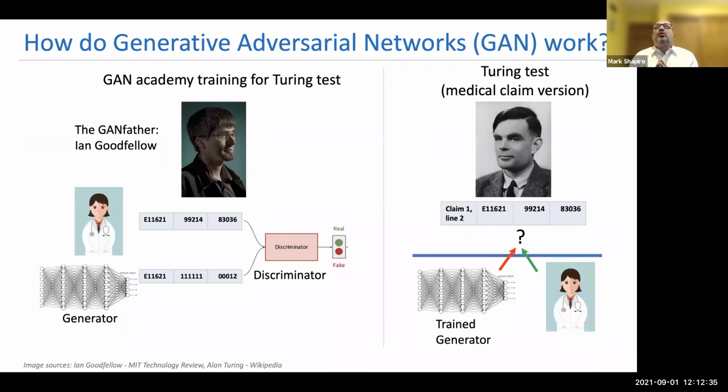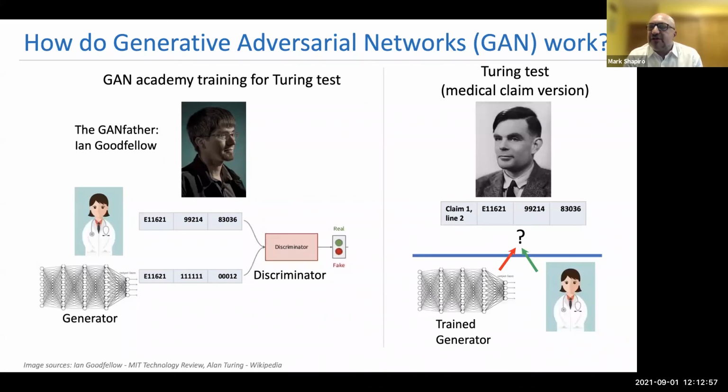So now we used a generative adversarial network model to generate synthetic data. That was introduced by Ian Goodfellow a few years back. The image is from the MIT Technology Review, in which they call him the GANfather. Just, well, couldn't resist using it.